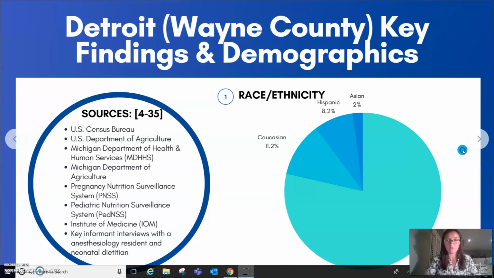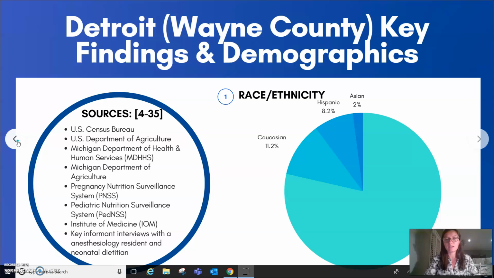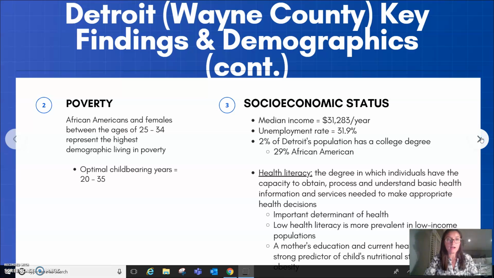In terms of race and ethnicity, African Americans represent the highest demographic in Detroit, with the second being Caucasian and the third being Hispanic. African Americans and females, specifically between the ages of 25 and 34, represent the highest demographic living in poverty. I think it's important to note that the age range for optimal childbearing years is 20 to 35 years old, which represents the majority of this group.